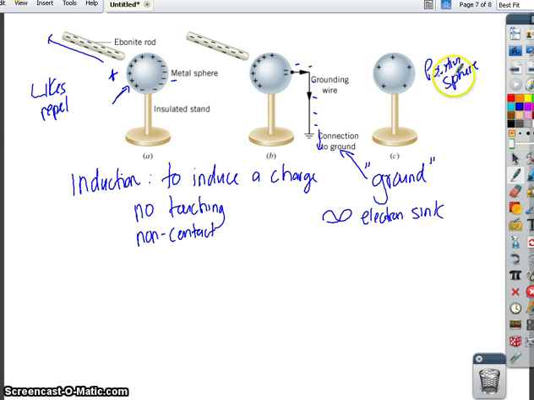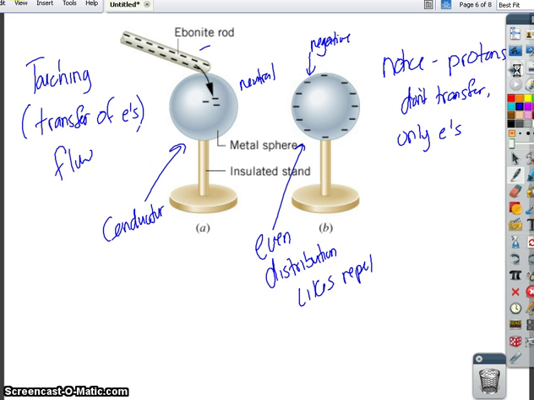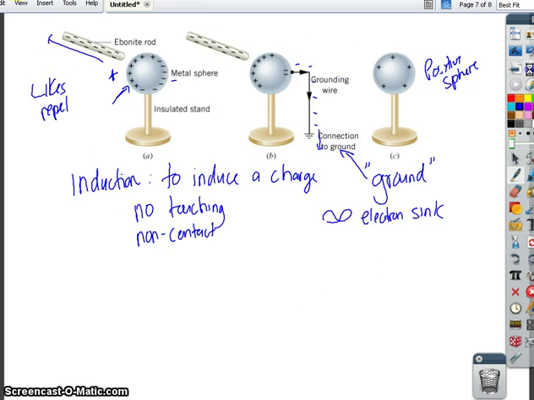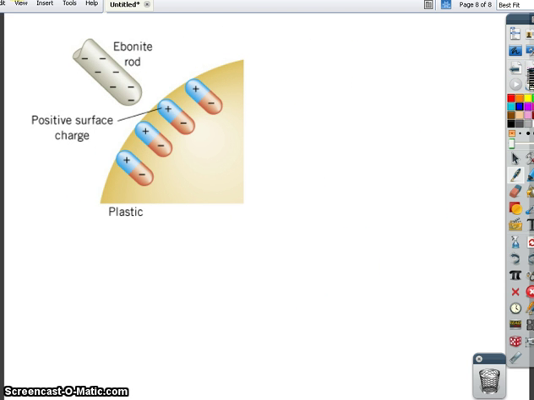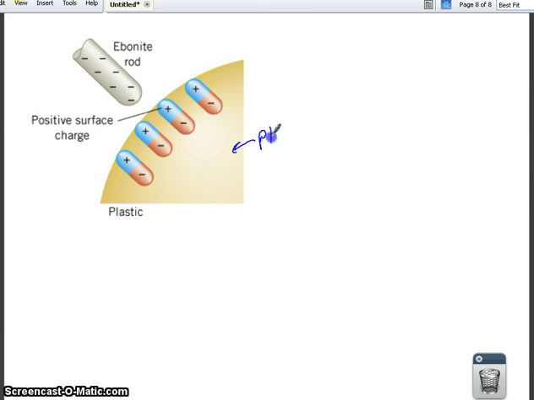This past example was an example of a conductor. Let's go to an insulator. Even with an insulator, this is a plastic surface, and in a plastic surface, electrons do not flow, so they're not going to move around the object. But even if we bring a rod close to the surface, the electrons are still going to try to get as far away as possible.